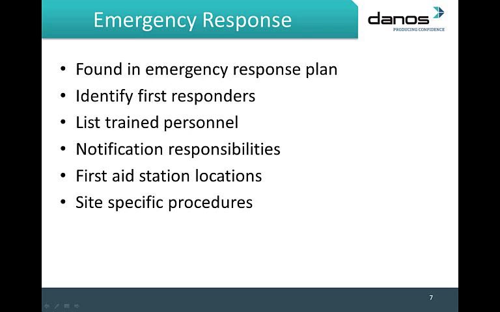It's important to know what your role is in an emergency, or when rendering first aid to an injured coworker. Review the information in your site-specific emergency plan. The plan will help you to identify who are the trained first responders, a list of trained personnel, a list of notification responsibilities, where first aid stations are located, and any site-specific procedures that may need to be followed.